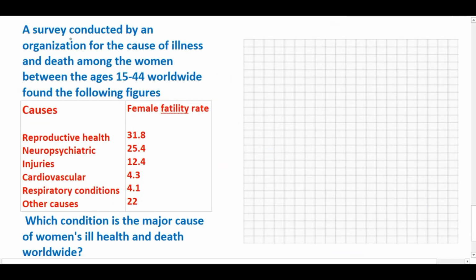Now the next question is: a survey conducted by an organization for the cause of illness and death among the women between the ages 15 to 44 worldwide found the following figures. So reproductive health condition, the fatality rate is given as 31.8. Neuropsychiatric condition fatality rate is given as 25.4. Injuries it is 12.4. Cardiovascular condition it is 4.3. Respiratory condition 4.1, and other causes 22. We need to represent this data by bar graph, and also find out from the graph which condition is the major cause of women's ill health and death worldwide.